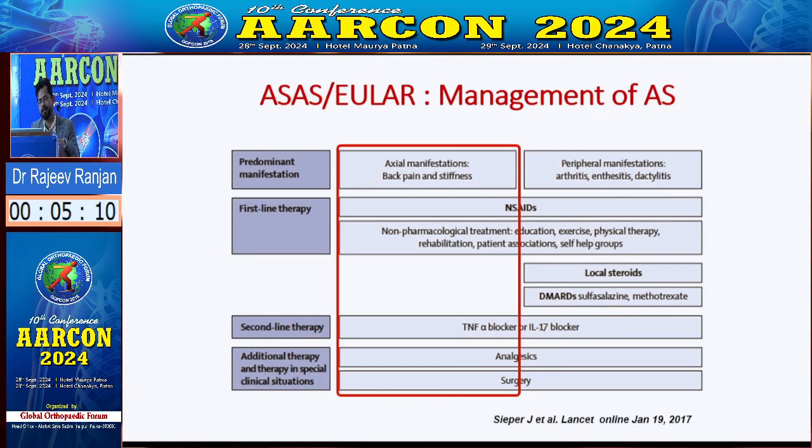Most guidelines give NSAIDs as first-line therapy, and non-pharmacological treatment is given to all patients. For peripheral arthritis, you can use sulfasalazine and also methotrexate. Local steroid can be given for peripheral arthritis or enthesitis. And biological TNF blockers, IL-17 inhibitors, and the targeted synthetic DMARD tofacitinib are used as second-line therapy.